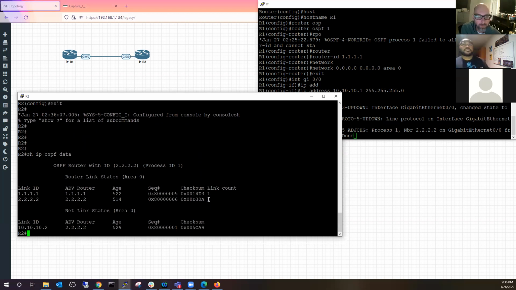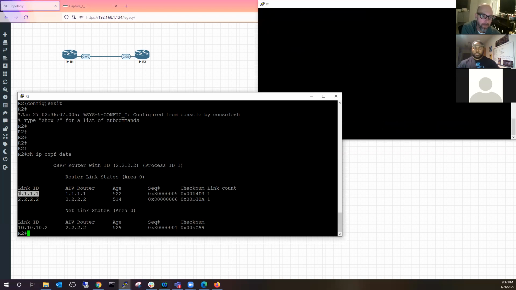You got your type 1 right here, which talks about the actual routers within that given area. So see here, what he did, he set up a single area 0, aka the backbone. Okay, so here we got router 1111 and router 2222. That's your type 1 LSA.